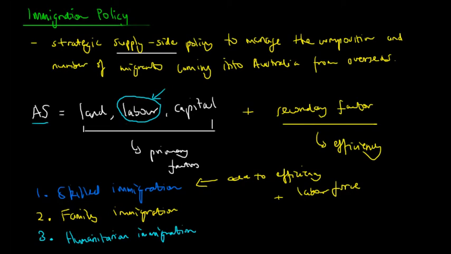So as we can see, there are three types of immigration, but however, the major source of immigration is from skilled migration, and that encompasses around 70% of total immigration. However, although skilled migration adds to labour force and improves our efficiency in production, there are many arguments against skilled immigration. And the major argument against skilled immigration, although it does add to aggregate supply, is that immigrants compete for jobs.